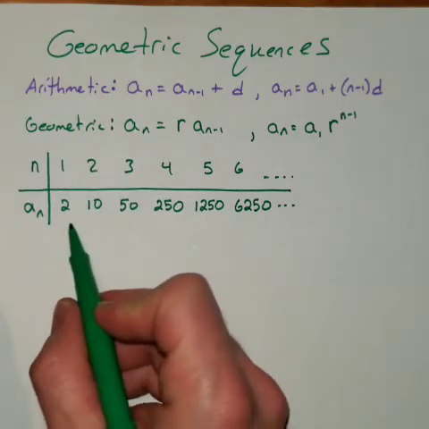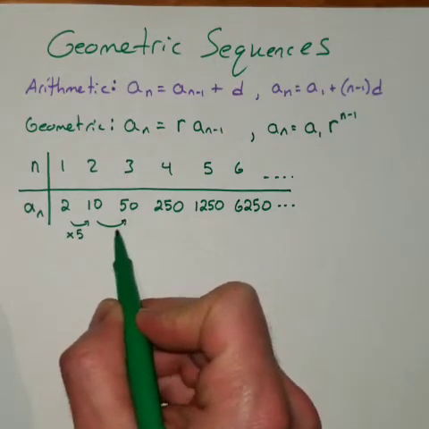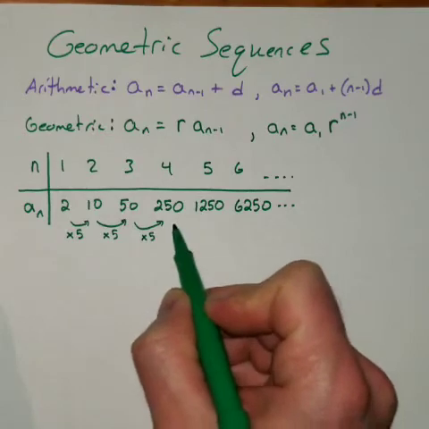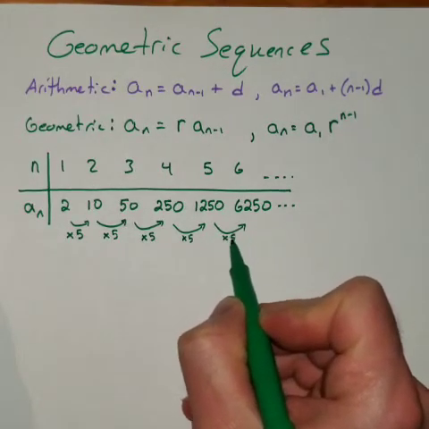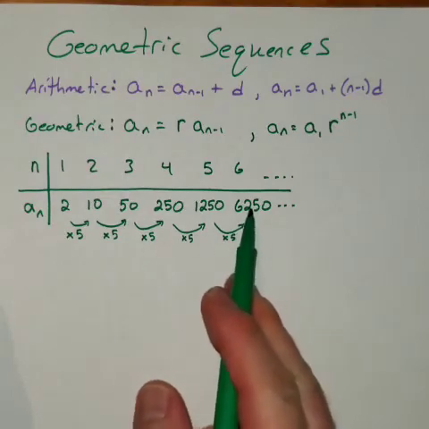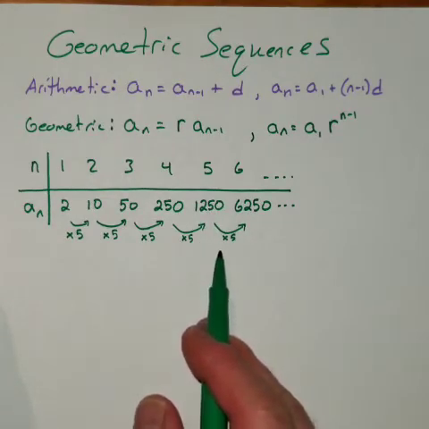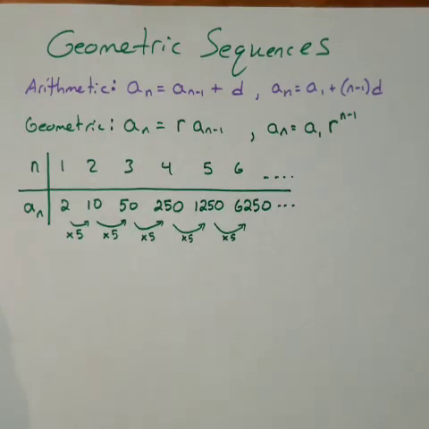All right, but again, each one is a multiplication by 5 here. And so the common ratio from one to the other is 5. So if you were to divide one term by its previous term, you'll always get 5, right? 250 divided by 50 is 5, and so forth. So we have our common ratio.